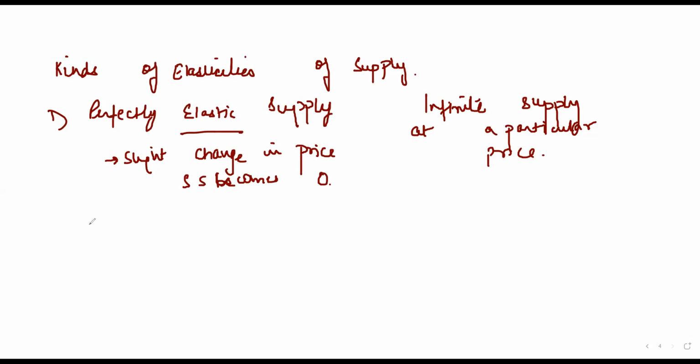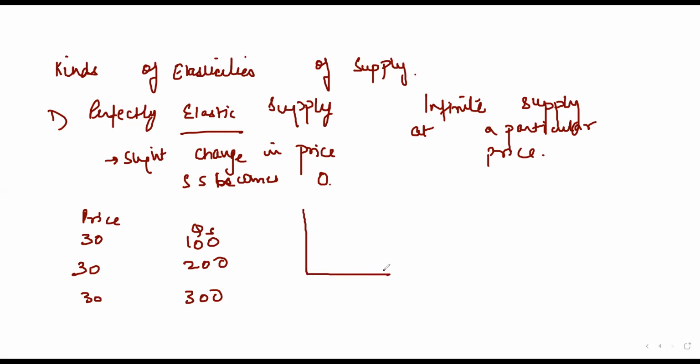So basically, what is the situation? We can understand this with the help of a small schedule also. Let us say the price is 30. Okay. And at this given price, the supply is basically, let us say initially it is 100. Then the supplier increases to 200 and then he increases to 300, right? So in this case, if you try plotting this on a graph and you write QS over here and price over here, let us say this is 100, 200 and 300, okay? So this is 100, 200 and 300 and this is the price 30. So at 30, it is 100 also, 200 also, 300 also. So you get this kind of a supply curve, right?